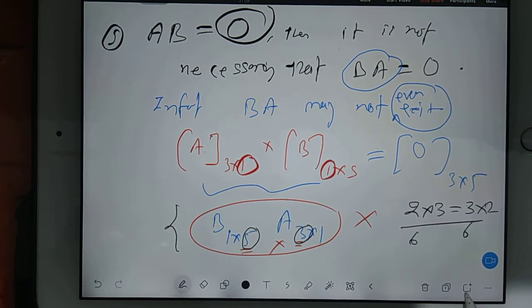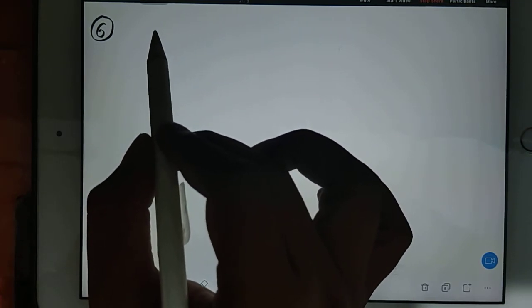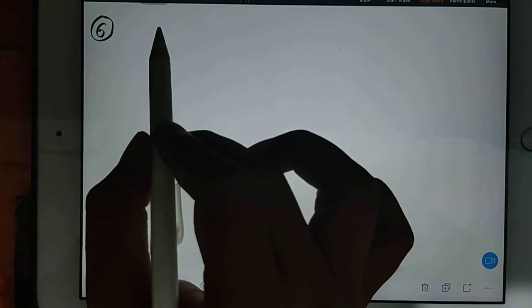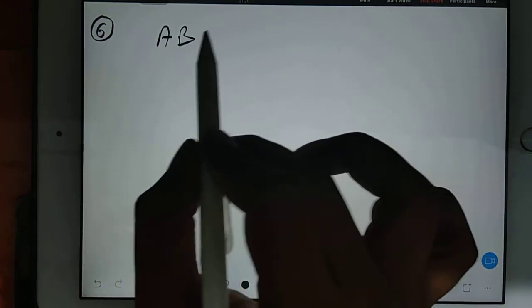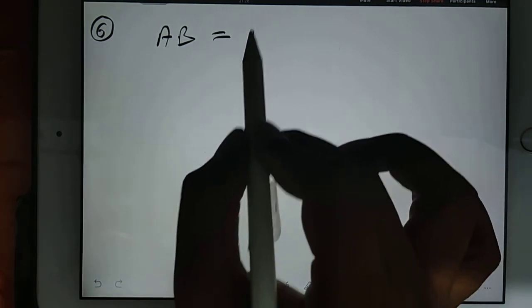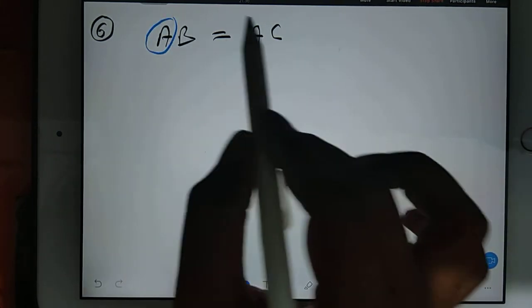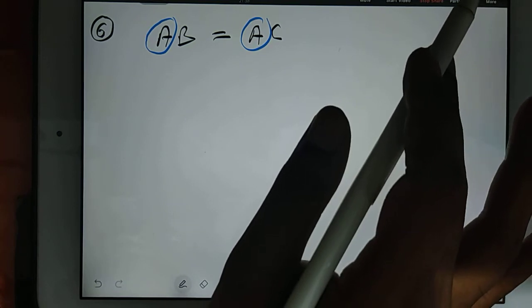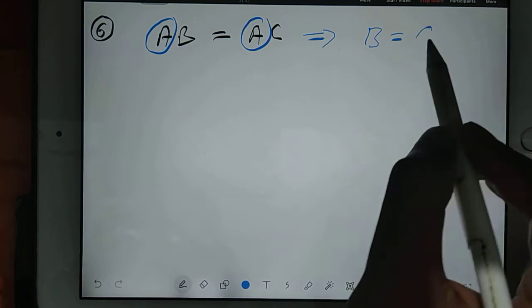Okay, I'll change the page now. Now some tricky points we'll discuss. Take the 6th point. Suppose we have A into B as a product, which is possible, and then I have A into C, another product which is possible. In that case, this A and this A we can cancel. If we cancel these two, we get the remaining matrices: B is equal to C.